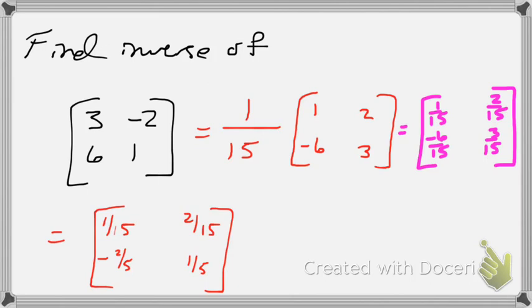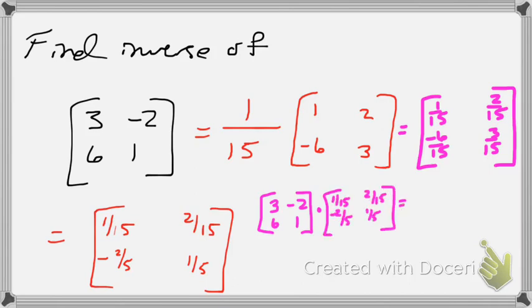And so what we found is if we took the original question, 3 negative 2 6 1, and we multiplied it by our inverse that we found, if we multiplied those two matrices together, we would get this blue identity matrix. That's the answer. So the goal was to find what would we multiply this by to get this. And we're going to use this to solve some systems here in a second. We're going to actually use it for a purpose. But that's how you do it, and that was the goal.